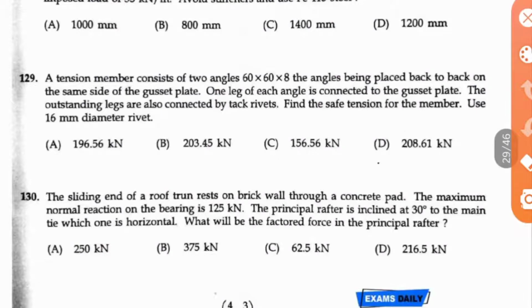The next question 129. A tension member consists of two angles 60 cross 60 cross 8. So angles means here 60 cross 60 is one length and another length. That is, we'll be having two legs, and 8 is the thickness. And then the angles are placed back to back on the same side of the gusset plate. One leg of each angle is connected to the gusset plate. The outstanding legs are also connected by tack rivets. Find the safe tension for the member. Use 16 mm diameter rivet.